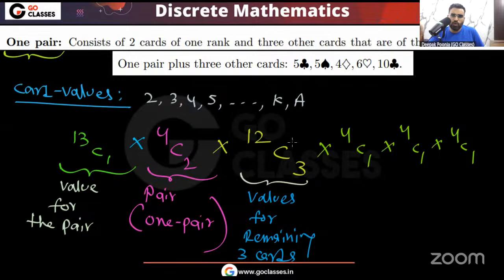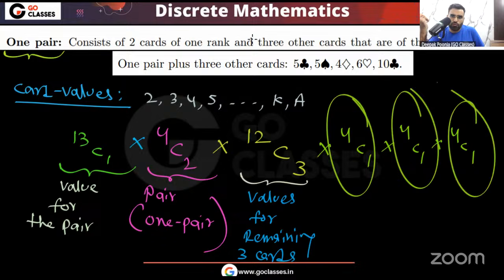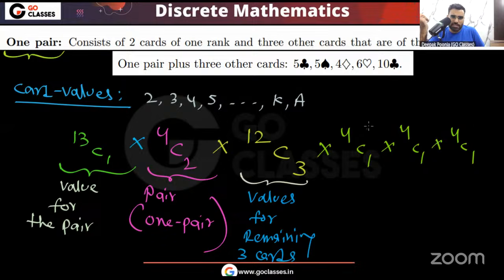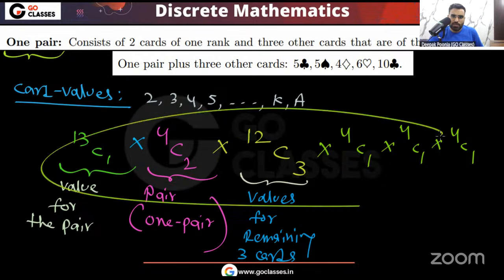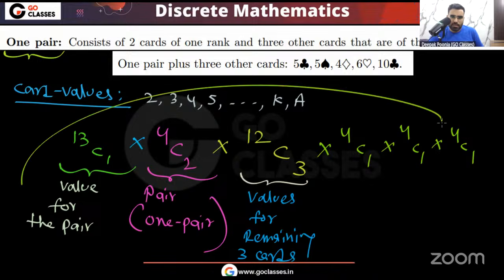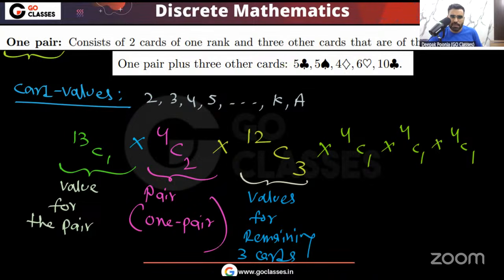Then you can see I want three more cards of distinct values, but those three cards values must be different from this value of the pair. So once you have chosen this value for the pair, then total 12 values are remaining. From those 12 values I can choose three values for the remaining three cards. Once I've chosen three values, then for each value there are four cards available, but for each value I just want one card. So that is the reason for each value there are four choices. Okay, for each value four cards are there, I want one of them. So this will be 4C1 into 4C1 into 4C1. I hope you understood. So this is the complete conclusion of this one pair card hand.